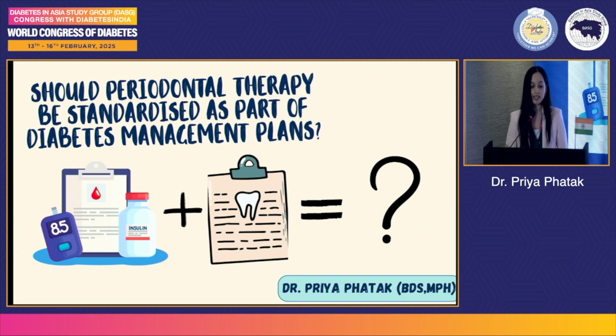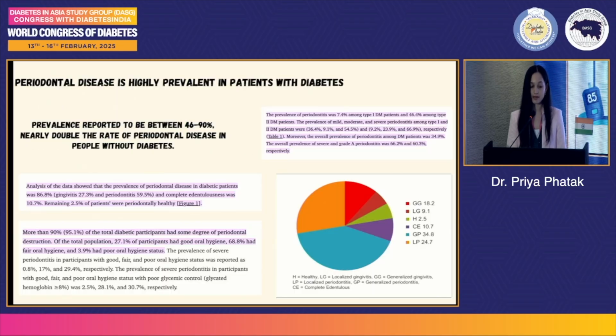Today, I'm glad to present my opinion on the topic whether periodontal therapy should be standardized as part of diabetes management plans. Let me start with some stats which makes it undeniable. Periodontal disease is highly prevalent in patients with diabetes. Studies have reported a prevalence of between 46 to 90%, which is nearly double the rate of periodontal disease in patients without diabetes.